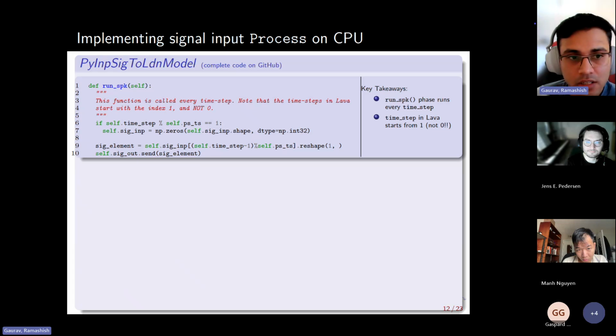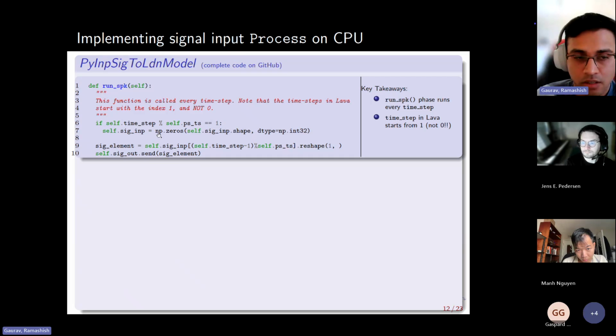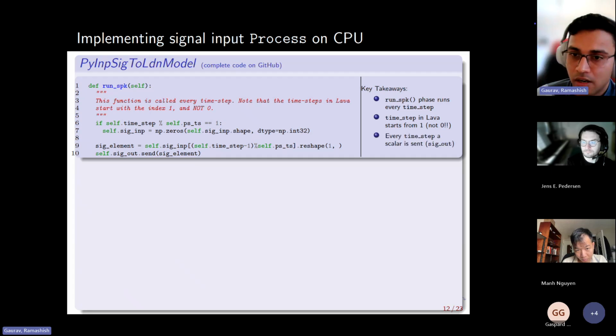And eventually it reaches the 141st time step. Per sample time step here, as I mentioned in this example, if it is 140, then that means the entire signal has been processed, right? So its remainder will be 1. So it has to be reinitialized. Like you have to set the signal input again to 0, and this signal input will get populated in the next phases that will come later after this run SPK phase.